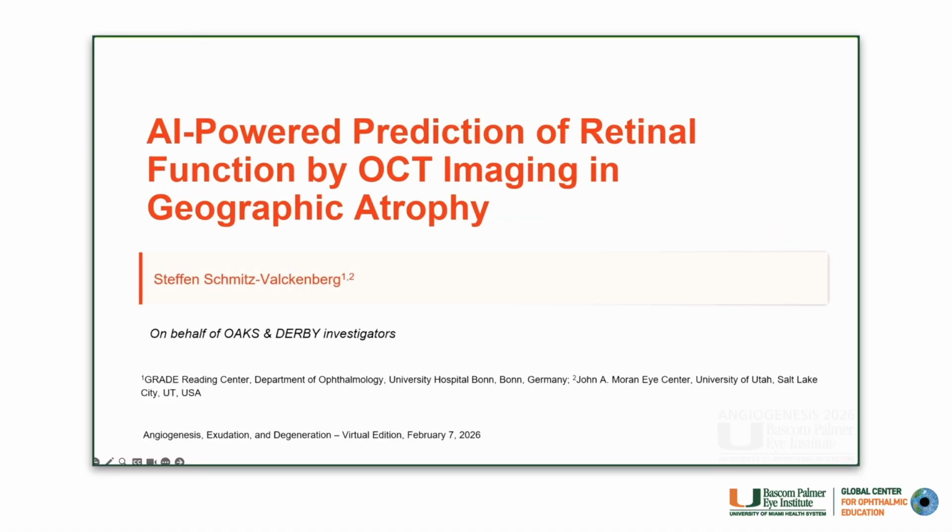Hello, my name is Steffen Fritz-Falkenberg, and on behalf of the OAKS and DERBY investigators, I would like to present AI-powered prediction of retinal function by OCT imaging in geographic atrophy.